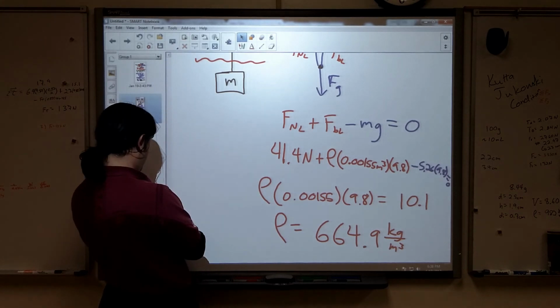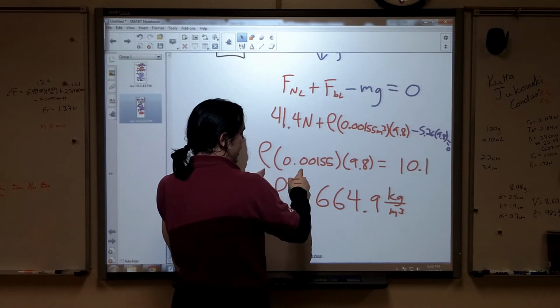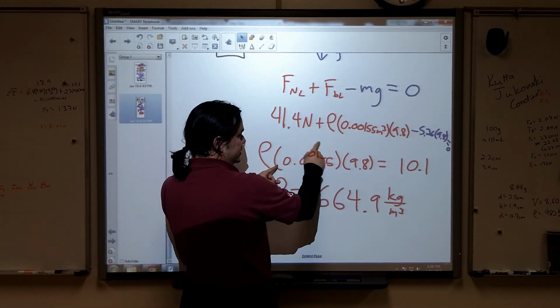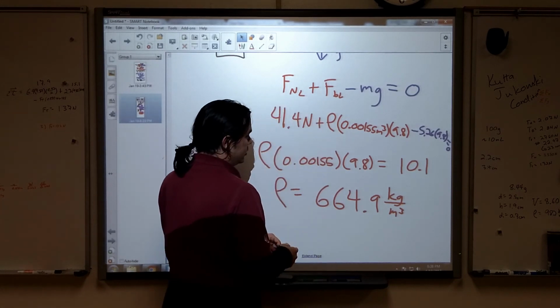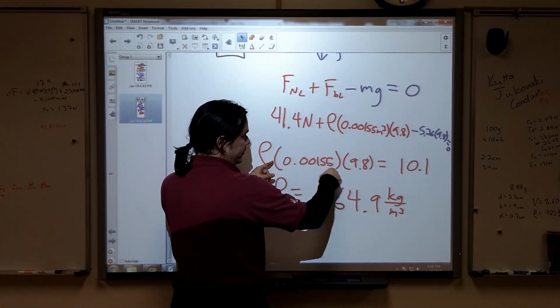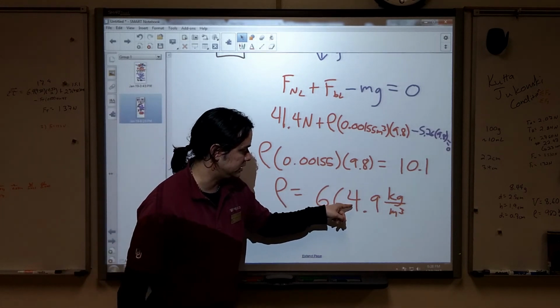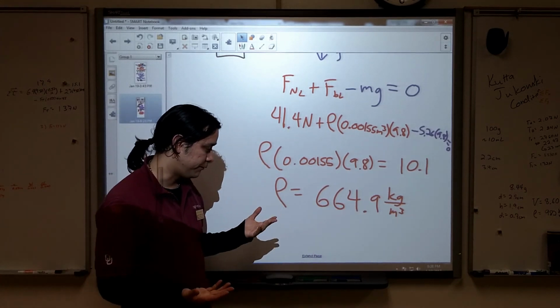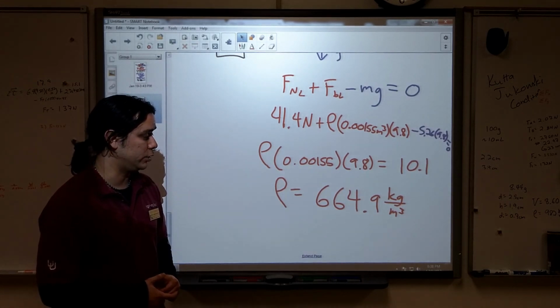I've done some math here, but this term, I moved the others over, and I end up with the density of the liquid times the volume times 9.8 equals 10.1. And then solving for rho, I divide both sides by these values, and I end up with rho being equal to 664.9. To 4 significant figures, I would normally call this 665 kilograms per cubic meter.